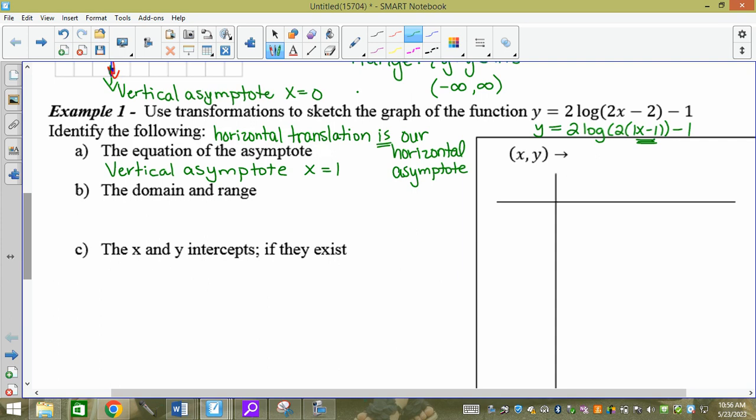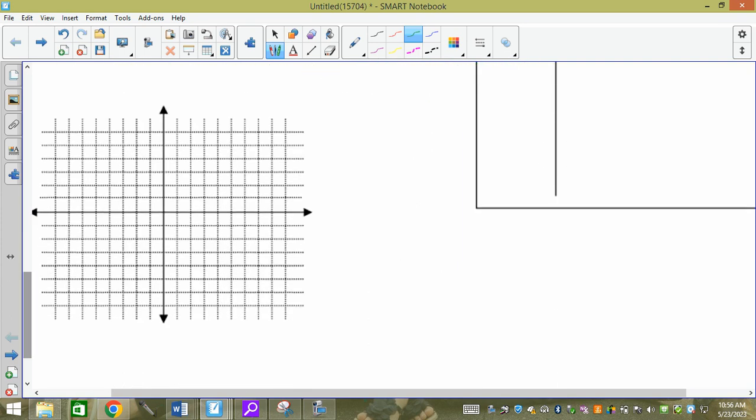So if we go down here to sketch it, we have 2 and -0.39. So it's here, right? What do we know? We know there's an asymptote where? At x equals 1. So we know we have a vertical asymptote at x equals 1. So I draw that right away.